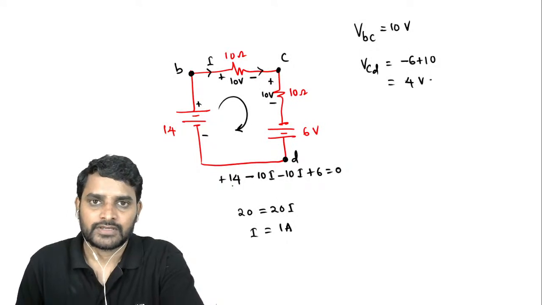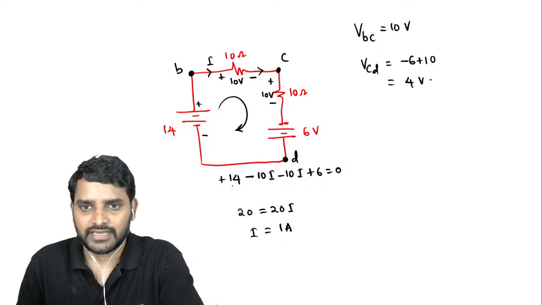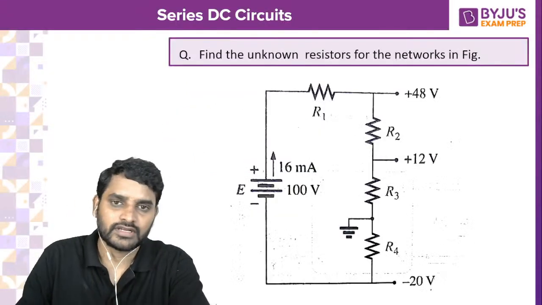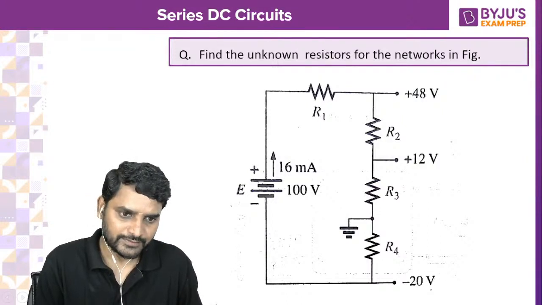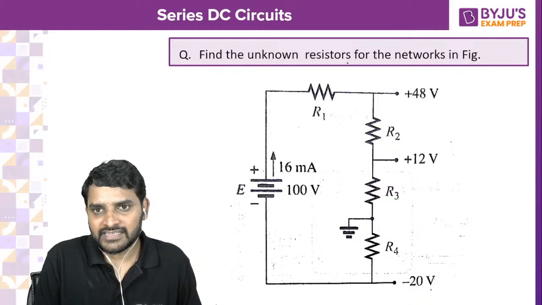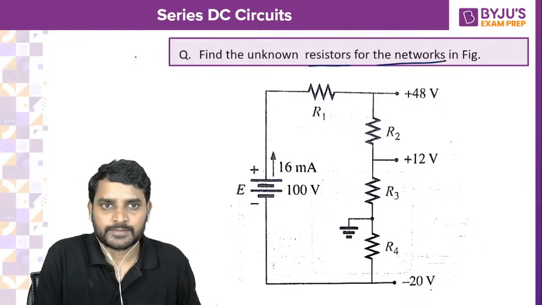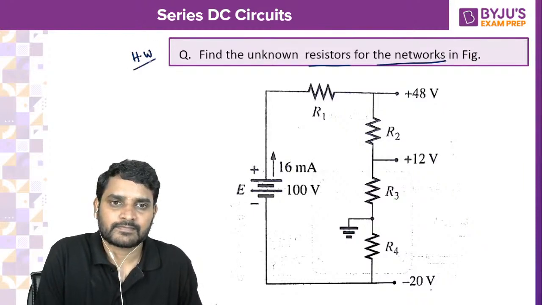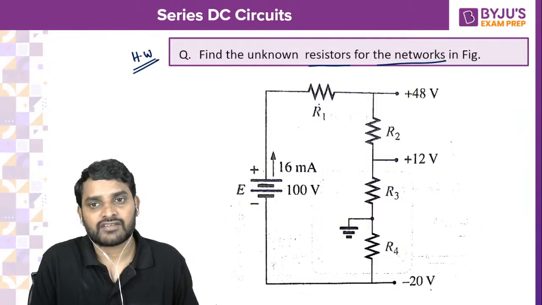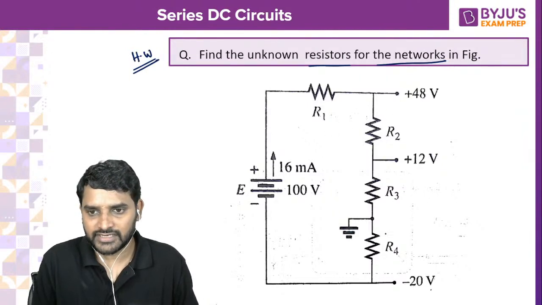Okay. So this is the way, and I have some questions I'll give you as homework. So please do this one. Please try this one. Find the unknown resistors for the network. R1 value, R2 value, R3 value, R4 value.